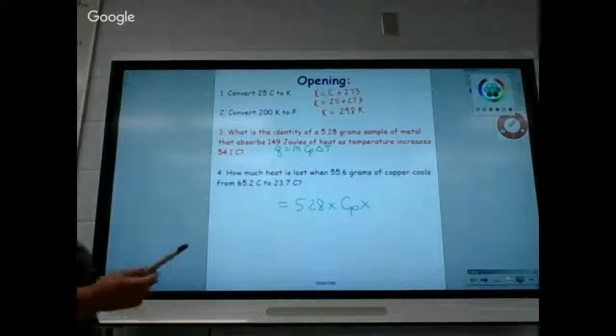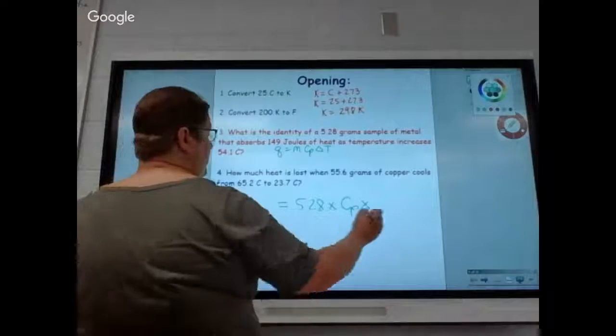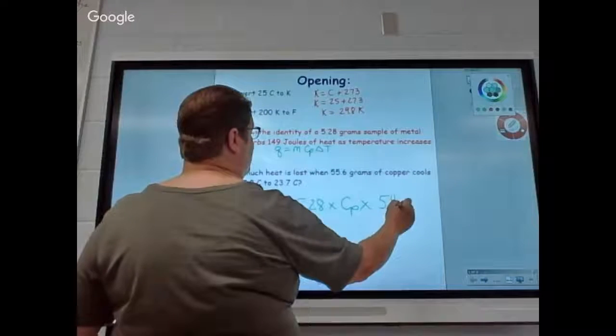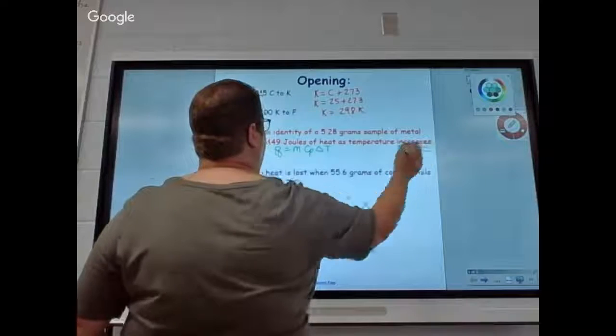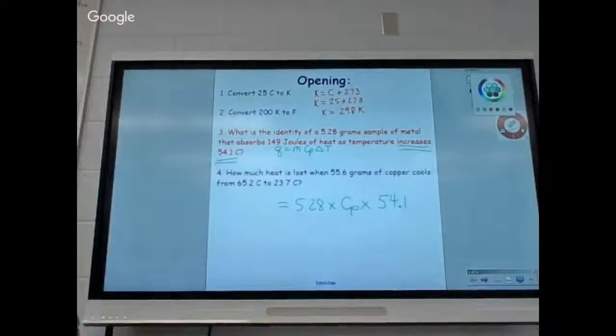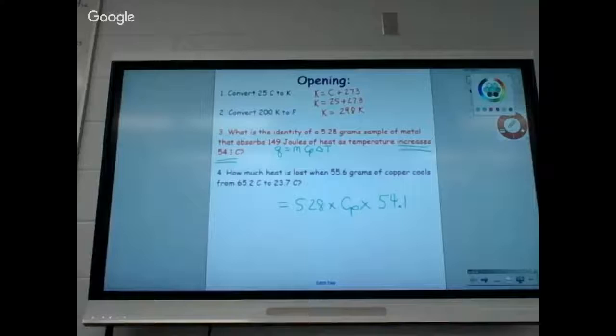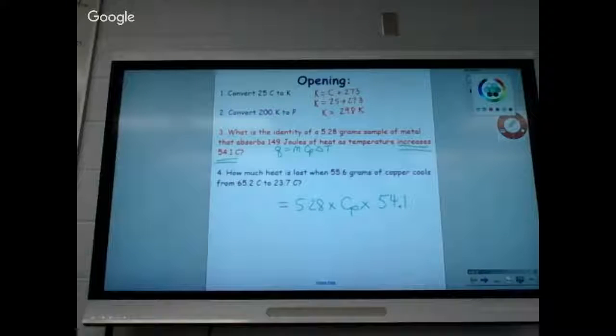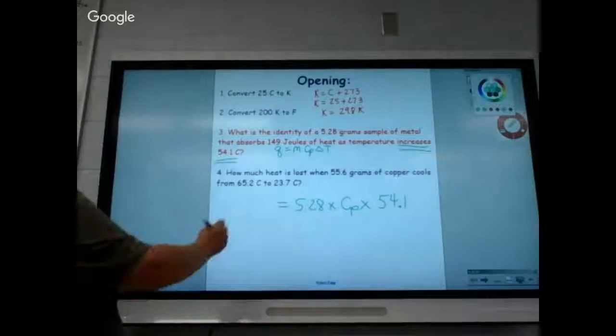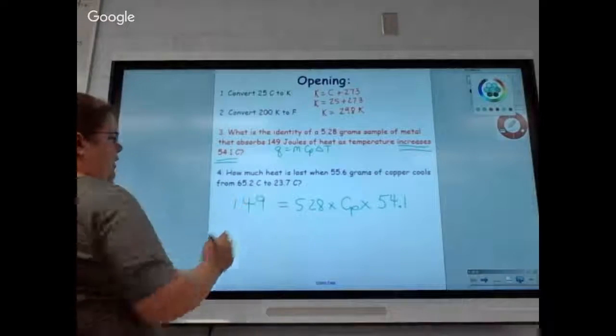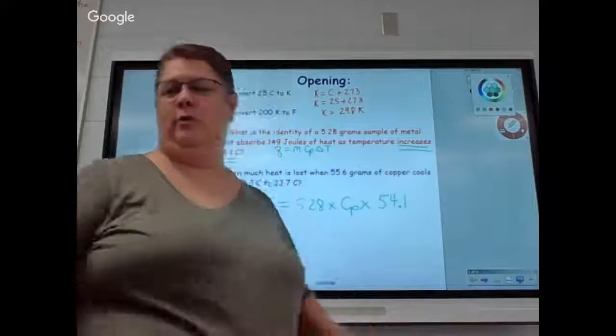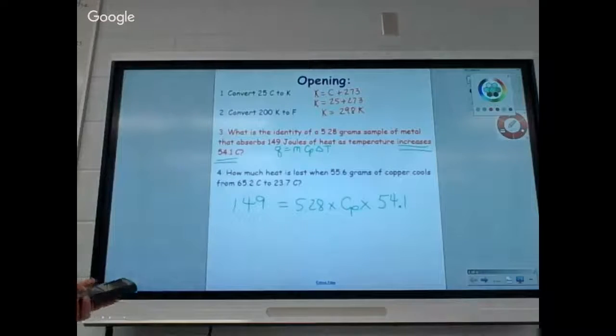The temperature increases how much? So this is one we're not going to need to subtract, because I just told you the temperature increased by 54.1. So we're not going to subtract there. Okay? So given that, what does that tell you Q is? 149 joules. All right. So from there, all we have left to do is solve.